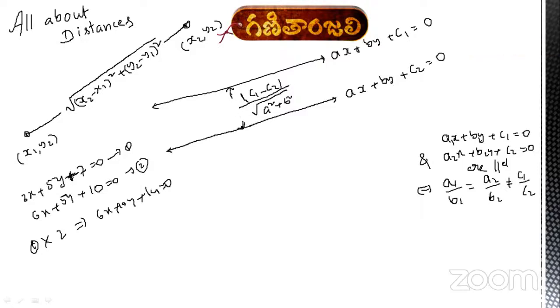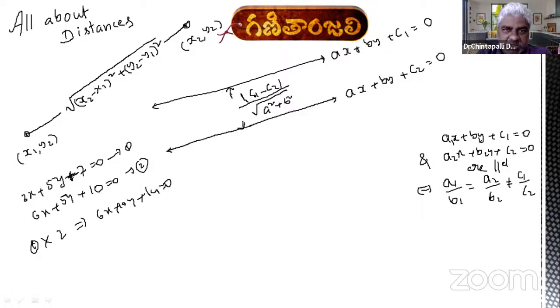This is the formula, right? Yes. So this is the formula to find the distance between parallel lines: ax plus by plus c1 is equal to 0 and ax plus by plus c2 is equal to 0, right?